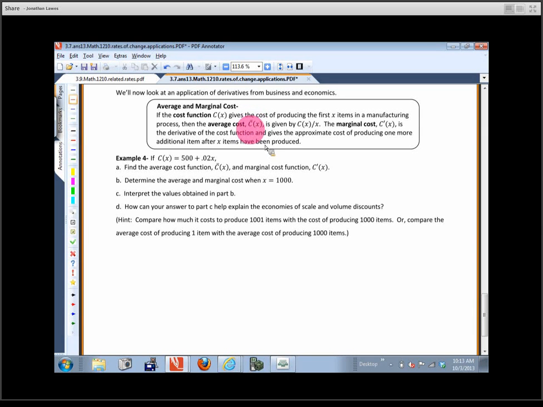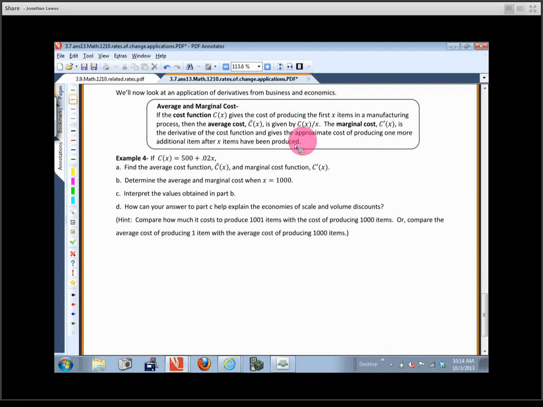So we'd say C bar is given by, well, how would you find the average of producing X things? If it was 10 things, you'd divide the cost of making 10 by 10. If it was 5,000 things, take the cost of producing 5,000 of them and divide by 5,000. So that's why it's going to be the cost function divided by how many you produce, okay? Then there's something called the marginal cost. The marginal cost is the derivative of cost, the rate of change of cost, okay?